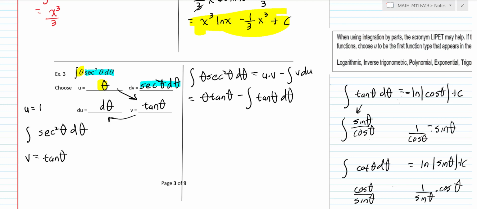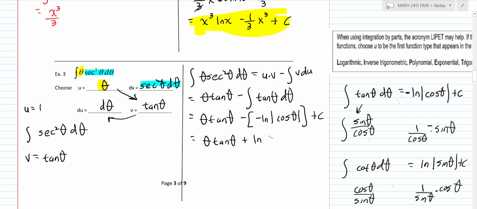Okay, so now just kind of putting this together, we can go through and just finish up the integration by parts. Okay, so now we can go ahead and finish this up. So we'd have theta tangent theta minus the integral of the tangent, which is negative ln cosine theta plus c. So what I end up having is theta tangent theta plus the natural logarithm, ln of cosine theta plus c, which should be the answer to that integral. So integration by parts gives you that.